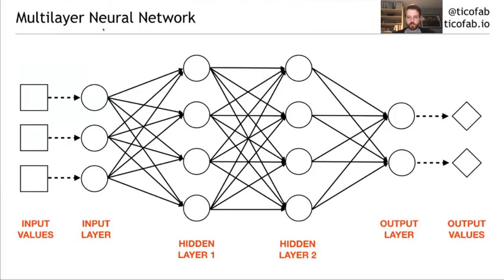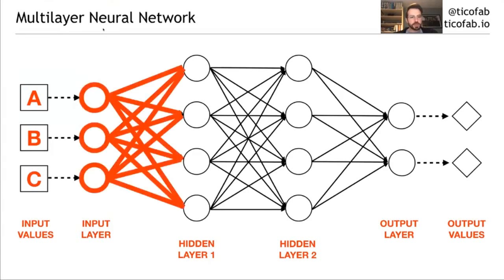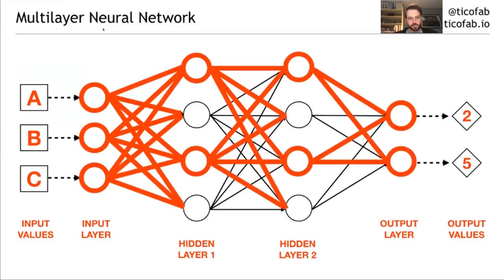One example, just to visualize how this would work: let's say our input values on the left are A, B, and C. Our input layer neurons will just take those inputs and propagate them to all the neurons from the first hidden layer, and then some of the neurons in the hidden layer will propagate their results to the neurons in the second hidden layer, and again, some of them will propagate it through to the output layer, and the output values in this example will be 2 and 5, for instance.